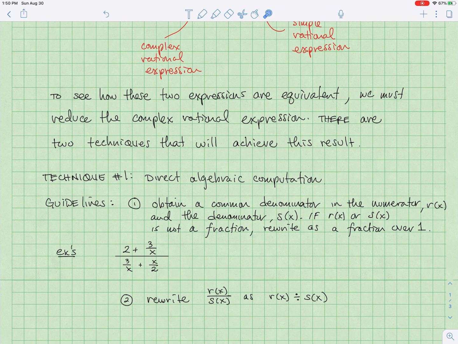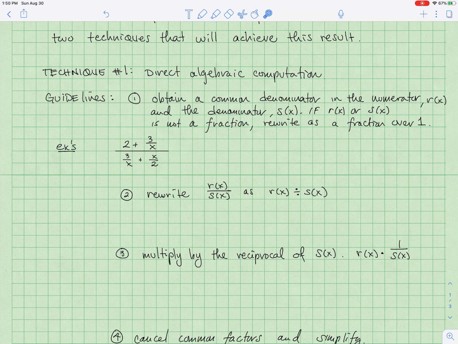Technique number 1, direct algebraic computation. So these are the guidelines. I've got them laid out, and we're going to go through this little example that I have here. I have 2 plus 3 over x divided by 3 over x plus x over 2. And guideline number 1 says, obtain a common denominator in the numerator, r of x, and obtain a common denominator in the denominator, s of x. So we're going to treat the numerator and denominator separately here, and we're going to get a common denominator in both top and bottom. Now, it also says if you have part of the expression that's not a fraction, rewrite it as a fraction over 1.